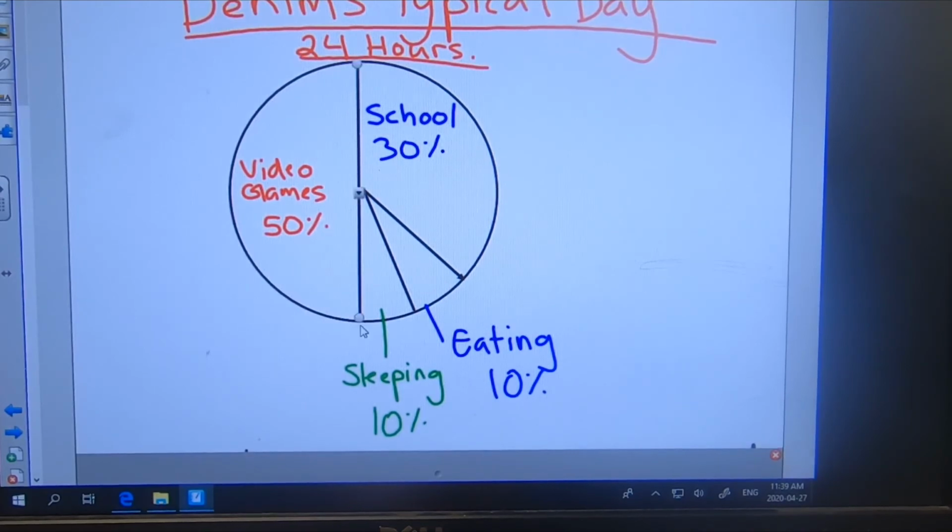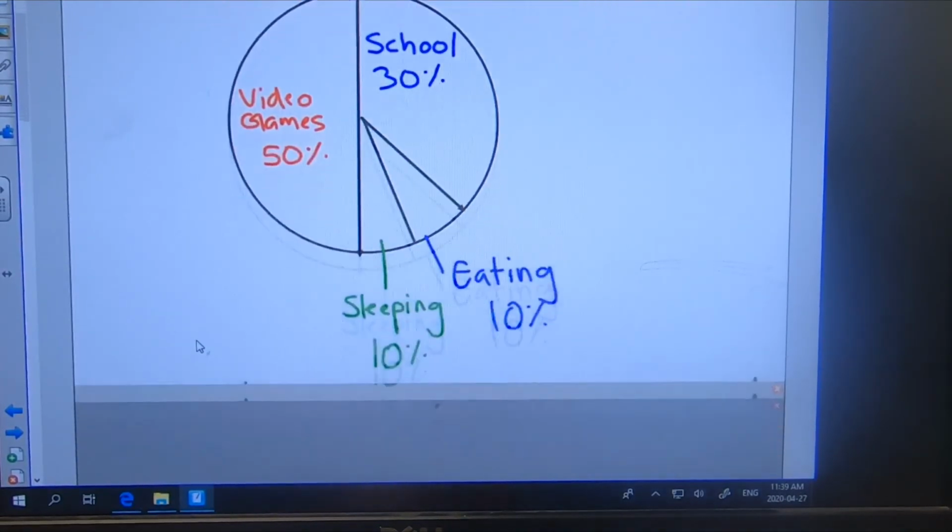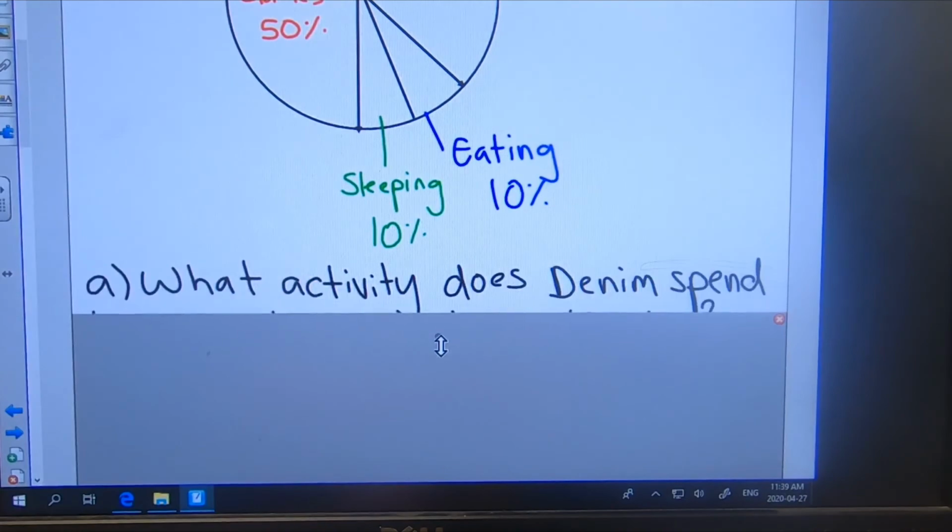Clearly, we know that most people don't do that. Sleeping is a lot more than 10% of the day, and video games are a lot less than 50. But again, a running joke. But either way, we can still analyze this graph here. So let's take a look.